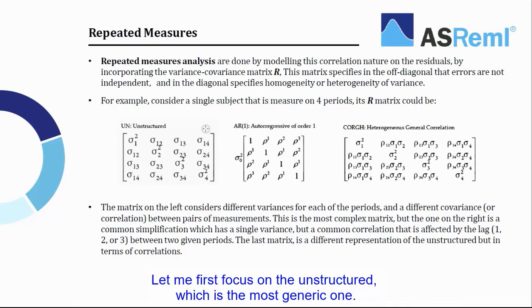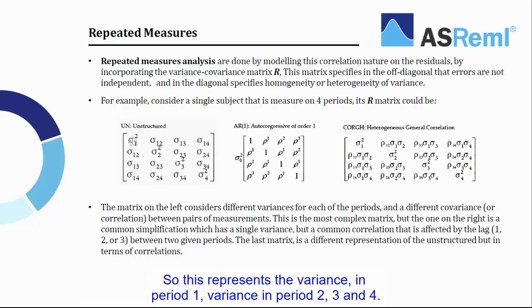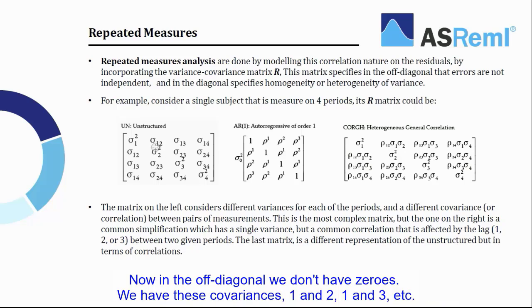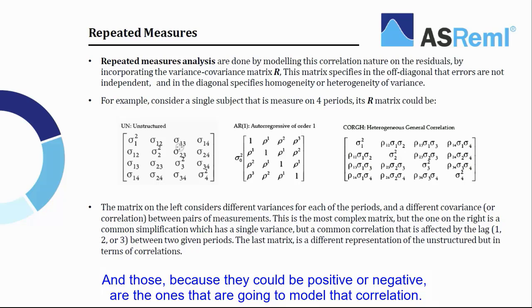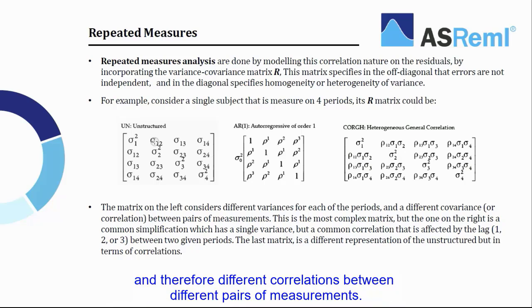Let me first focus on the UN structure, which is the most generic one. Assume we have 4 periods of measurements, 1, 2, 3, and 4. So this represents the variance on period 1, variance on periods 2, 3, and 4. So we're assuming these variances are different, therefore we're assuming heterogeneity of variances across the periods. Now, in the off-diagonal, we don't have zeros. We have these covariances, 1 and 2, 1 and 3, etc. And those, because they could be positive or negative, are the ones that are going to model that correlation. They need to be estimated on the whole model, but they allow us to have different covariances and therefore different correlations between different pairs of measurements.